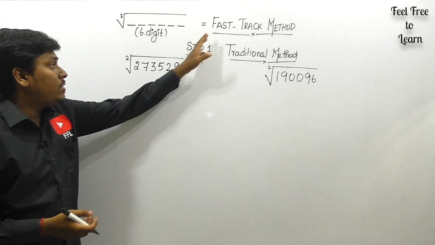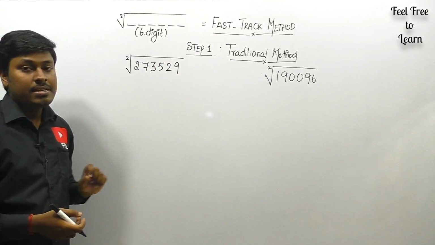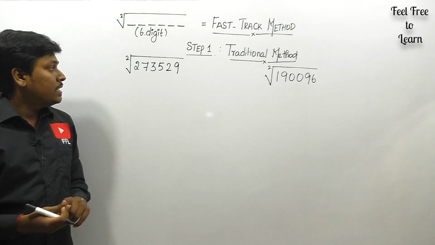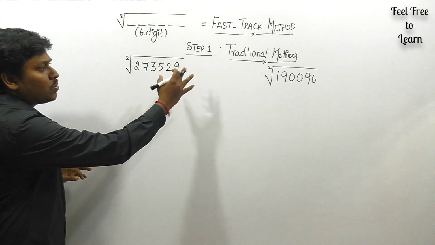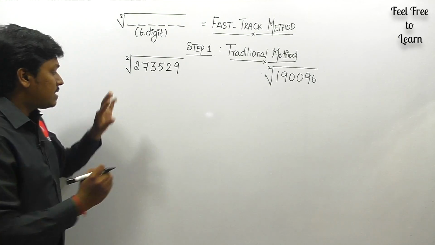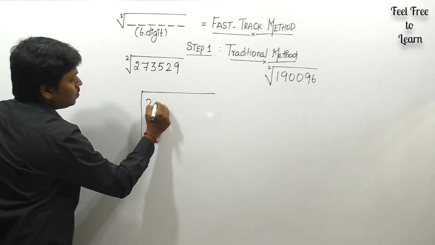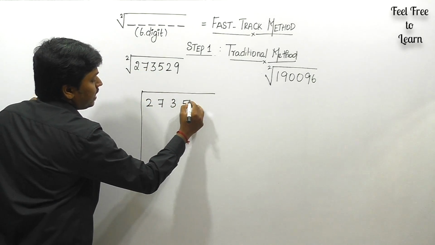So friends, if you want to use the fast track method, then definitely you should know how to calculate using the traditional method to find the square root. So friends, listen here. First of all, I have taken 2 example questions. So how do we find a square root by using the traditional method? Step number 1, listen carefully. It's a 6-digit number, right? So 2, 7, 3, 5, 2, 9.